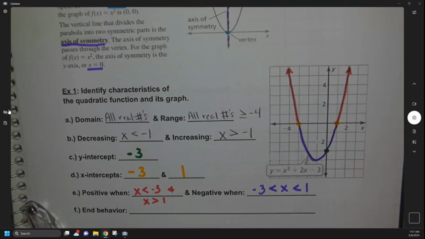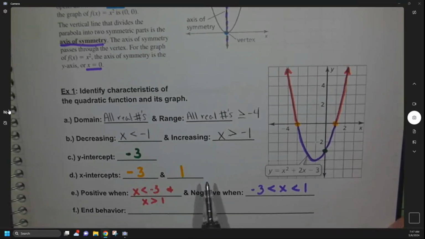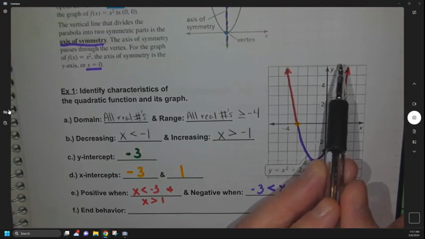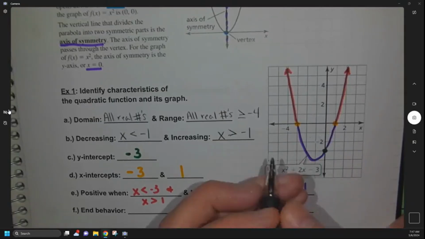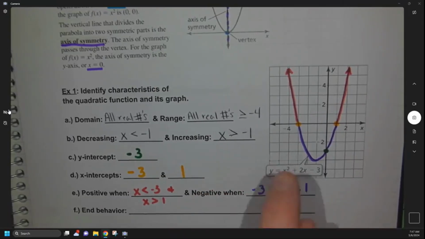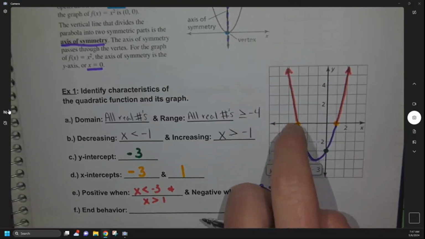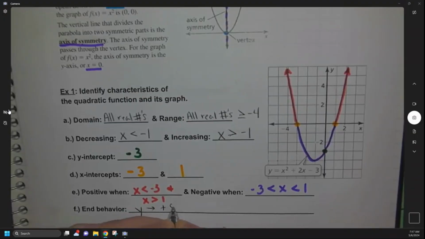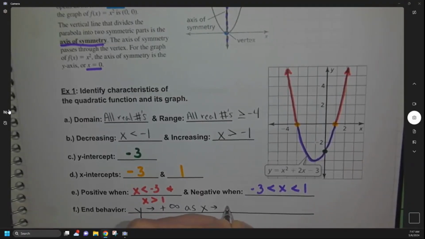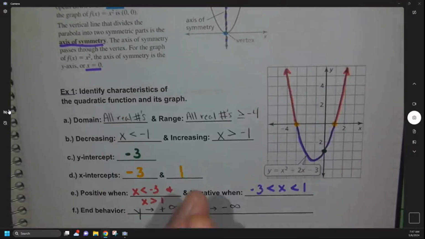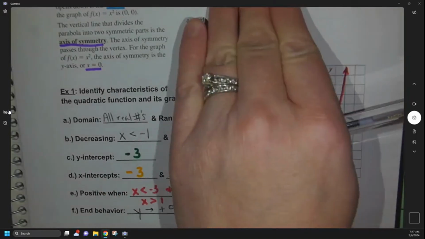And then last for this graph, we're going to talk about that end behavior. So as y goes to positive infinity, so as this y value goes to positive infinity, what is happening to our x values? We have that x is going to negative infinity. So y goes to positive infinity as x goes to negative infinity. So again, for this one, we're traveling on the left side of our graph. So as our x values are going to negative infinity, our y values are going to positive infinity.